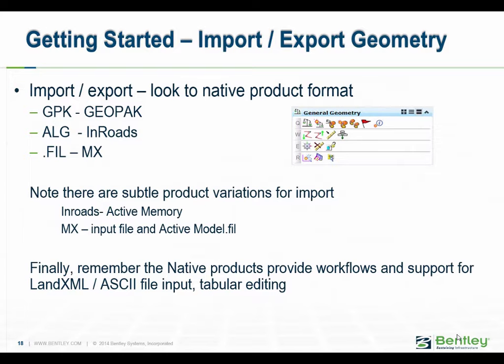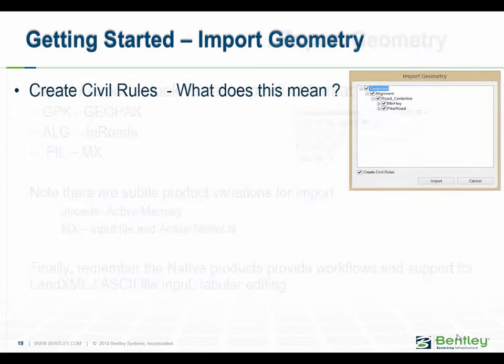So import, export geometry, another important aspect, because we do need to maintain links back to the native product formats. There are some subtle variations between the products with regards to the import. Inroads has an active memory import, and MX has an input file and active model import. All of the native products provide support for LandXML and some sort of ASCII file import or tabular editing. So if we have that type of editing that we need to do, or file support from another system, we need to go back to the native products in this instance to deal with those.